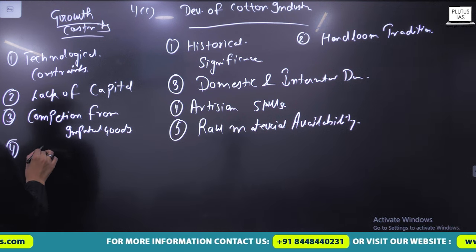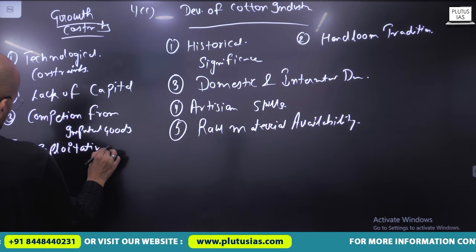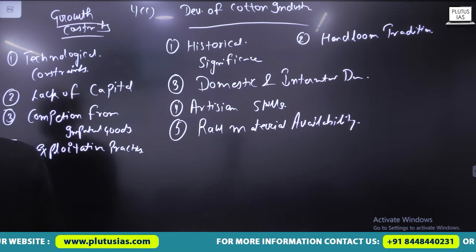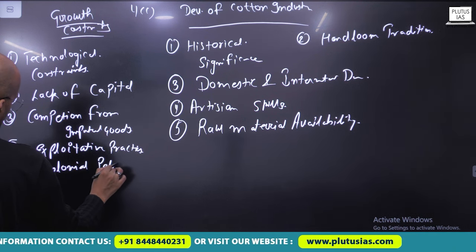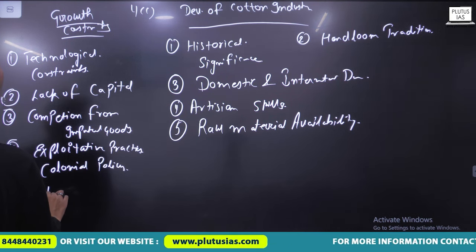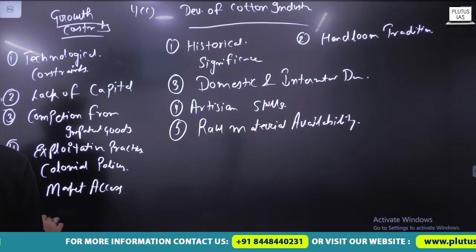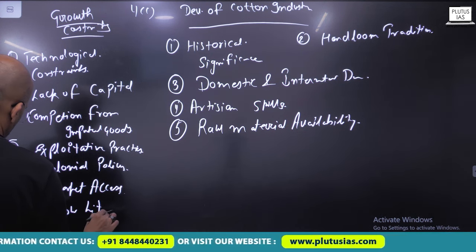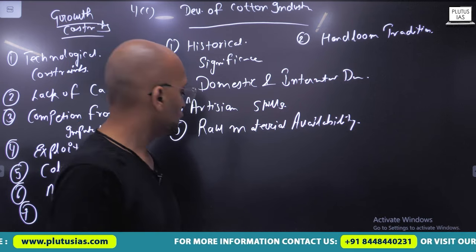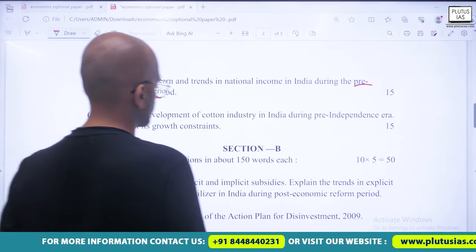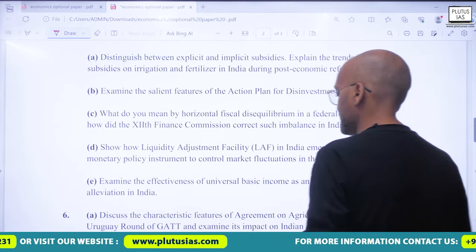Exploitative practices were prevalent at that time. Britishers adopted exploitative practice. Then is their policies, colonial policies, market access was not there. And then Indians were not even educated, so low literacy and education. So all these were the constraints. Fine. Moving on, next question. So fifth question, A part.